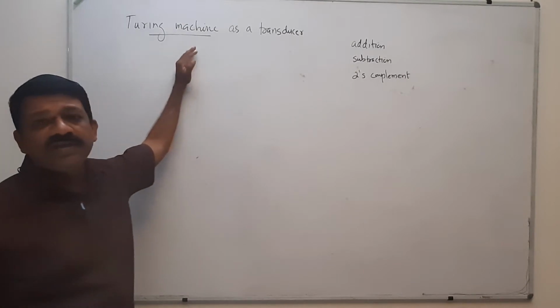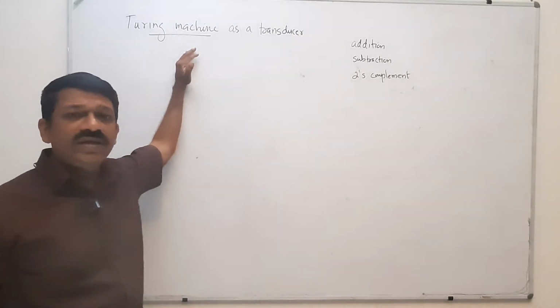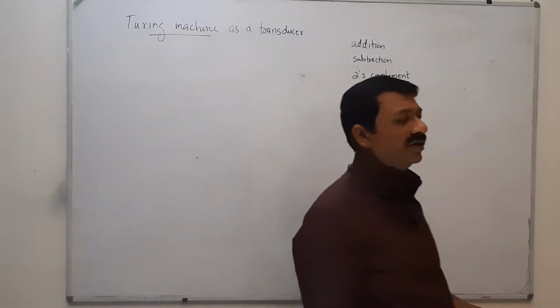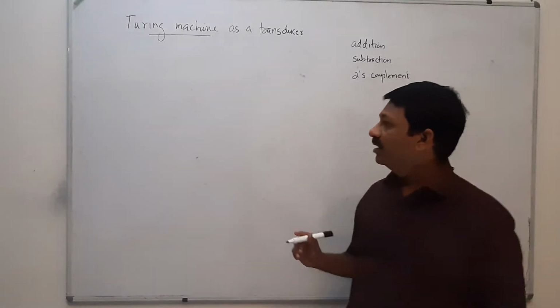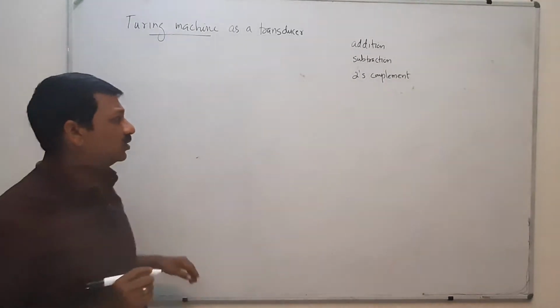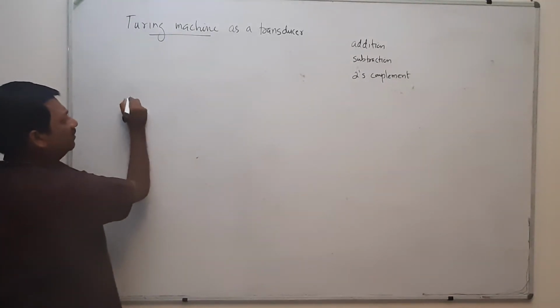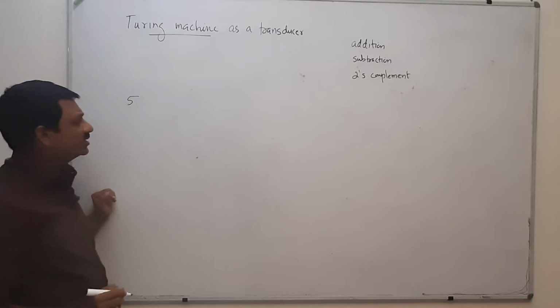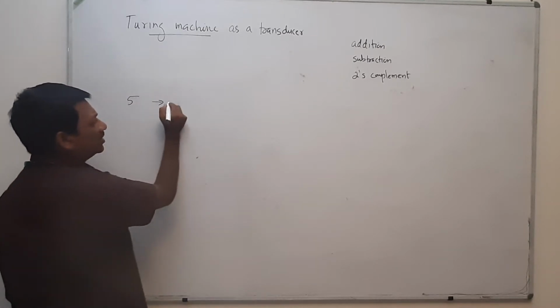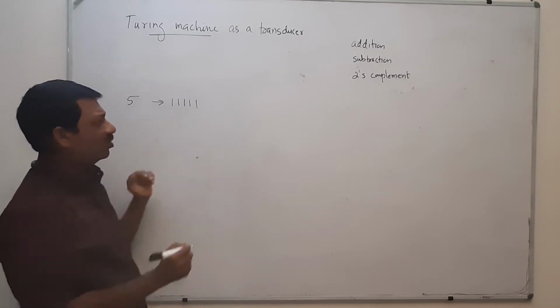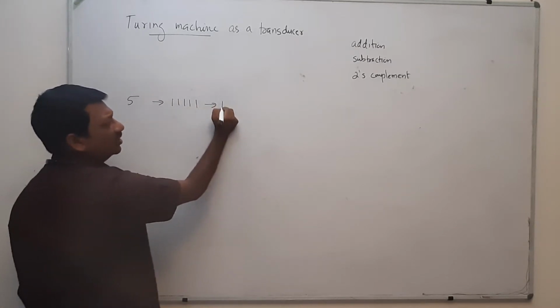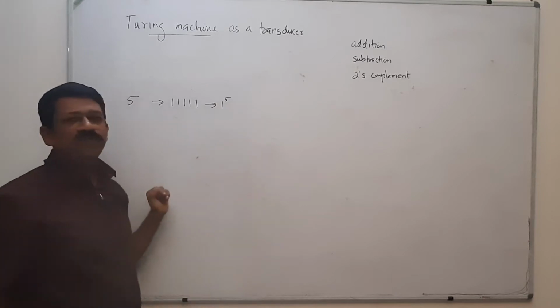In a Turing machine we use a unary number system. Unary number system means just a single input symbol. For example, suppose you want to represent 5, so that is represented as 5 ones. That means this is 5, or simply we call it 1 raised to 5.